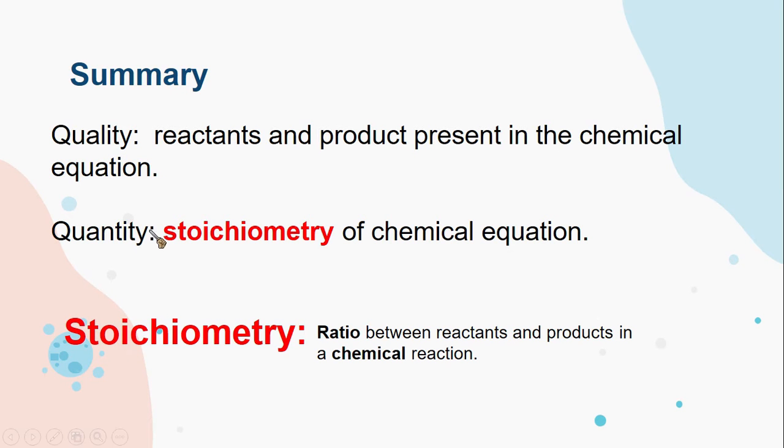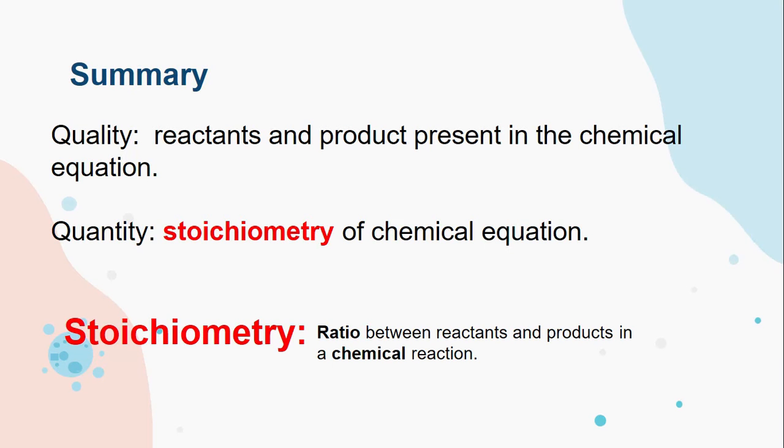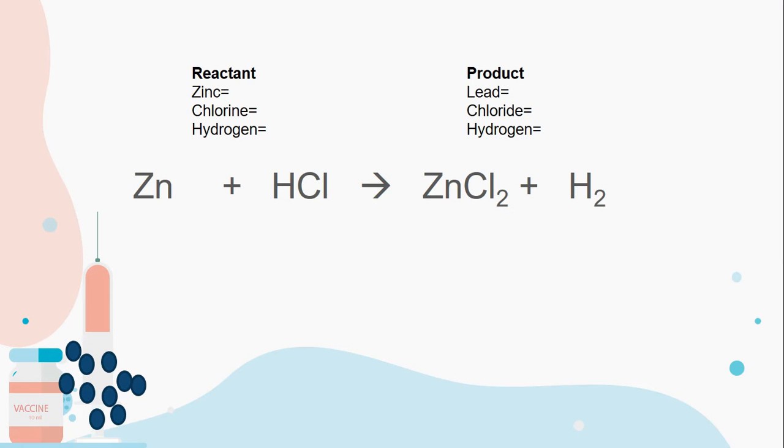Okay. Remember this term: ratio between reactants and products in a chemical reaction. By ratio it means that 2 Na must react with 1 Cl2 to produce 2 NaCl. That is meant by ratio. 2 Na plus 1 Cl2 produces 2 NaCl. Like that ratio. Okay. Now we are going to move to balancing the equation.